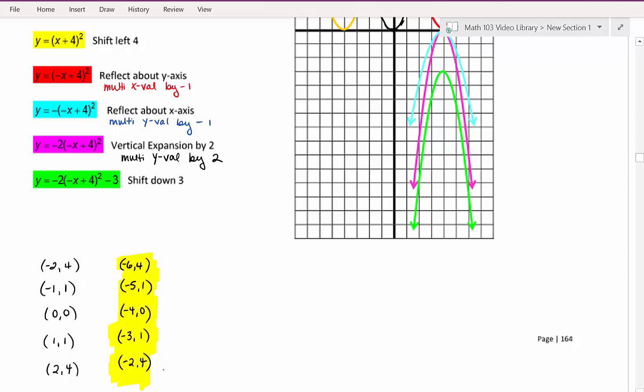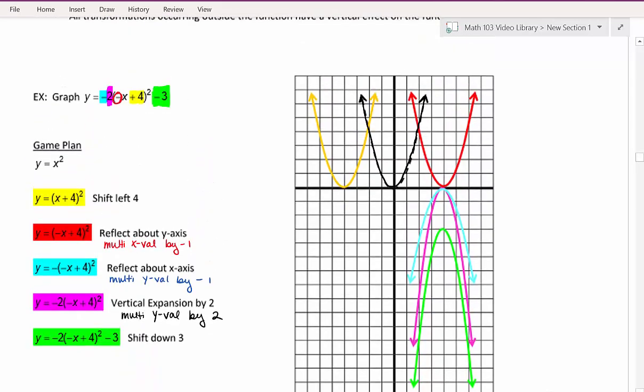Now that we have these ordered pairs, we want to plot them and draw in our graph. Plotting our points. And then drawing in our graph. There in yellow, we have the graph of y equals x plus 4 squared.